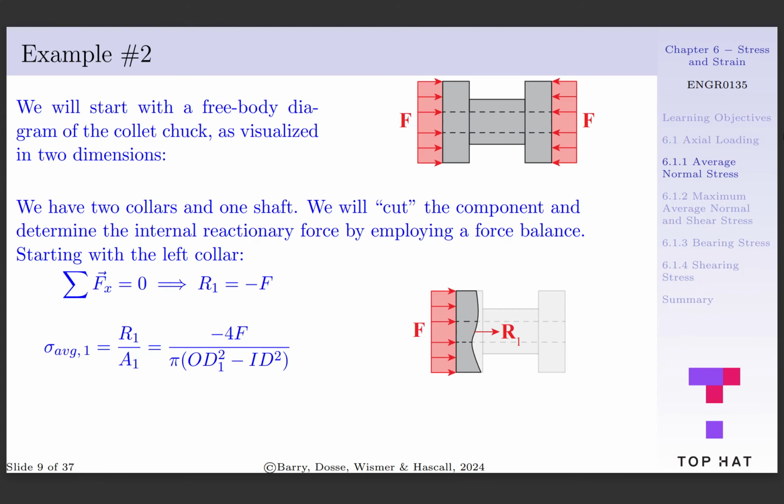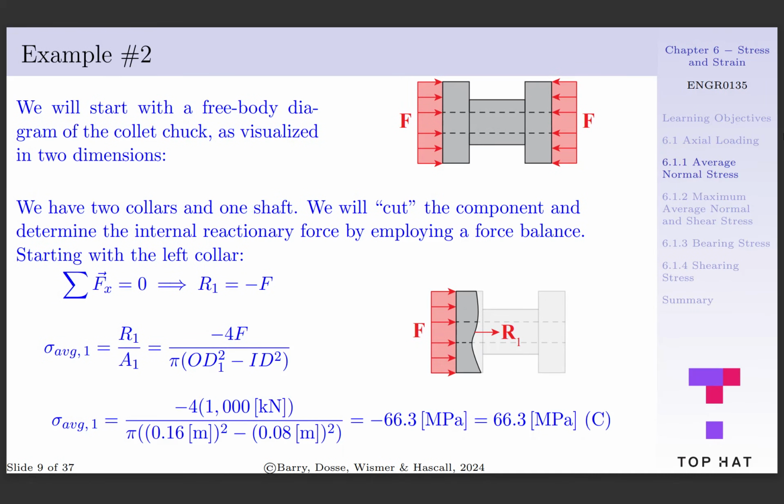Recalling the formula for average normal stress is force per area, the average normal stress with this component's geometry will be equal to negative 4F per the quantity pi times OD1 squared minus ID squared, since the area of a circle is pi d squared per 4, and we're subtracting the area of the hollow inner diameter. The stress in component 1 is then equal to negative 4 times 1,000 kilonewtons divided by the quantity pi times 0.16 meters squared minus 0.08 meters squared, which gives us an average normal stress equal to negative 66.3 megapascal, and we note that this component is in compression.